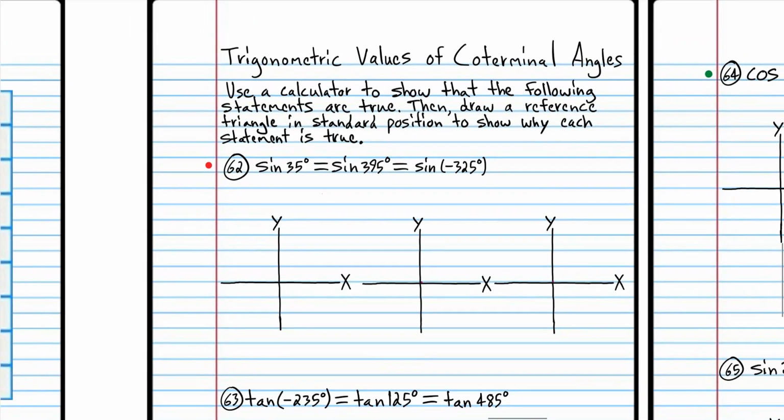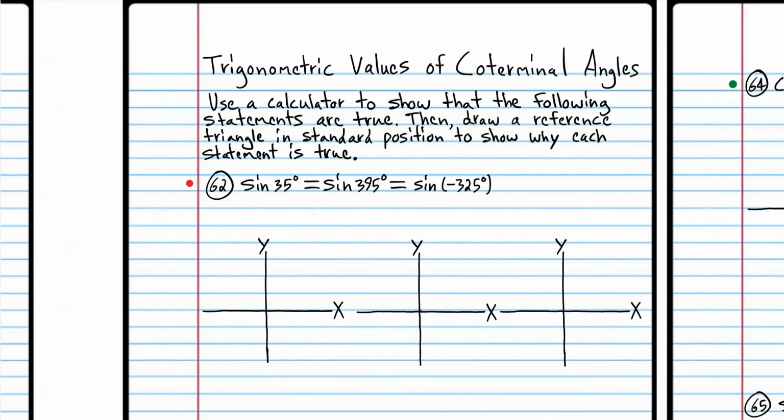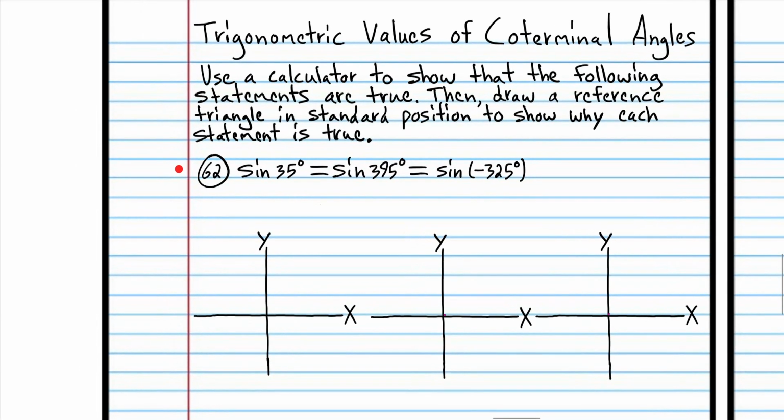Okay, so now it says here, use a calculator to show that the following statements are true. Then draw a reference triangle in standard position to show why each statement is true. So this is the statement. They're telling us that sine 35 degrees is equal to sine 395 degrees, and those two are then equal to sine negative 325 degrees. So we can't do this without a calculator because these are not special angles. So let's use the calculator.